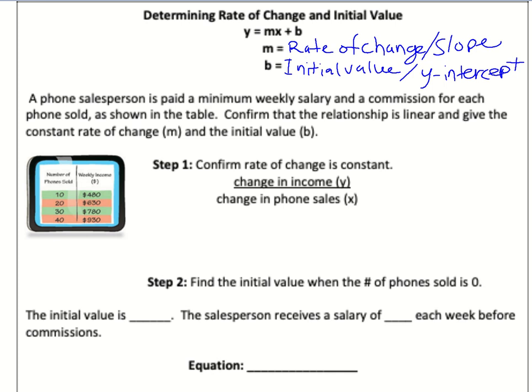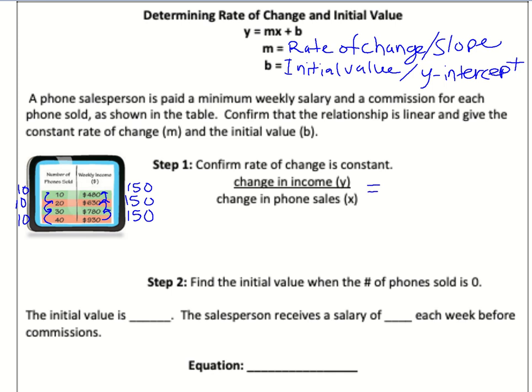They technically want us to confirm that it's constant, so we are going to check all of them. If I subtract 930 by 780, I get 150. And if I subtract 40, take away 30, I get 10. And then I'm going to do it again. So 780, take away 630, I get 150. And if I subtract this way, I get 10. And then 630, take away 480, I get 150, and again, I get 10. So you can see they're all the same.